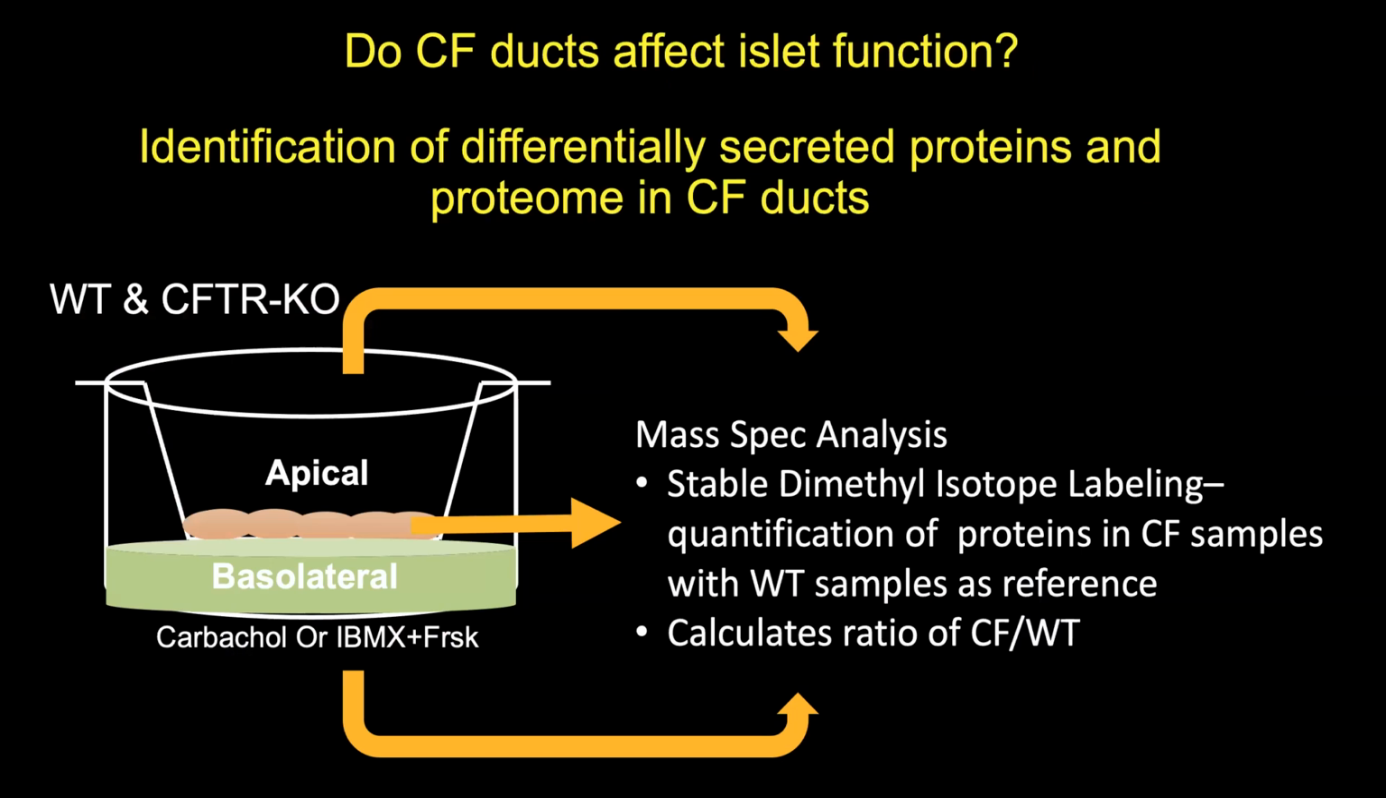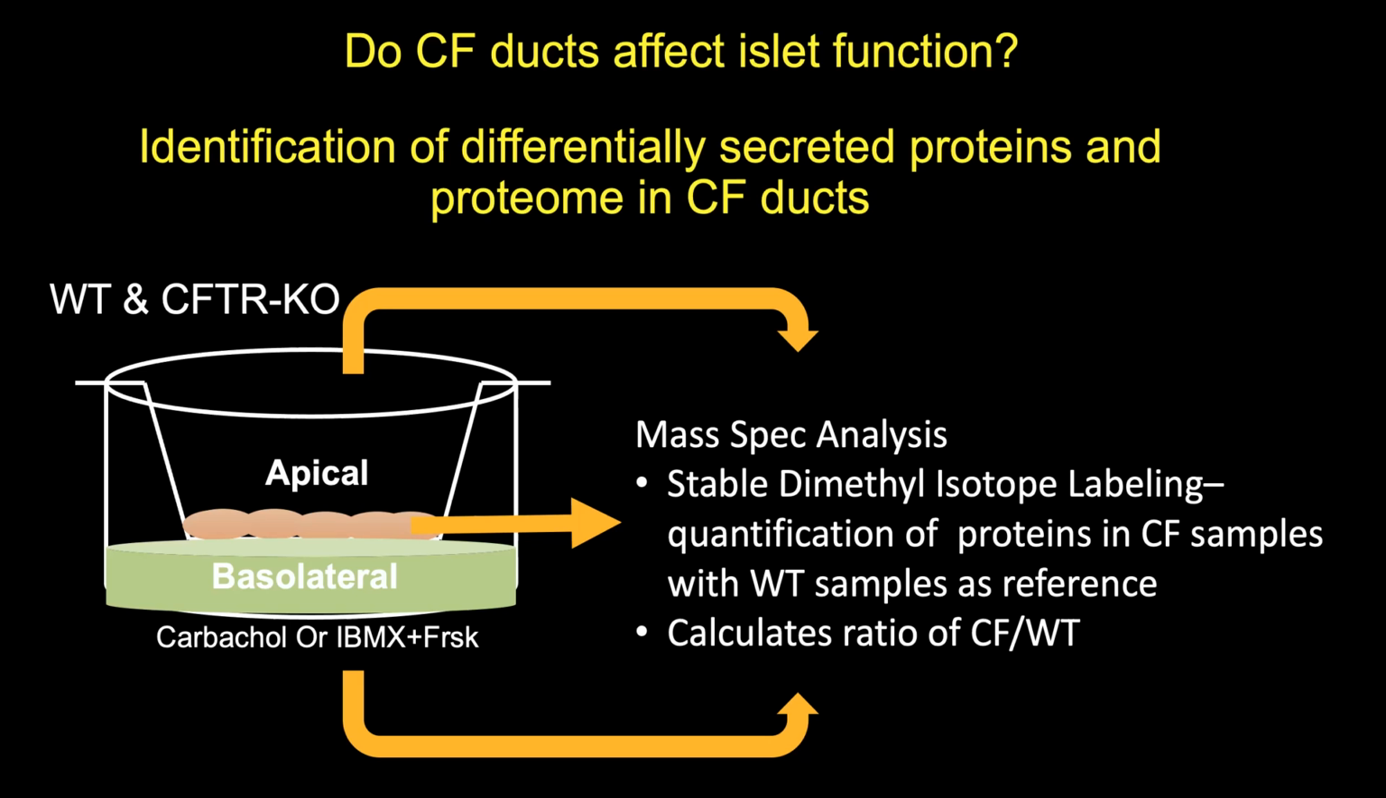Now, in order to evaluate how CF ducts affect islet function, we decided to quantify the differential proteome in the CF cells and the differential secretome, or the proteins secreted by CF cells that were different compared to wild type. And for this, we used both wild type and CFTR knockout polarized duct epithelium and stimulated both of them with carbachol or IBMX on the basolateral side and collected the apical and basolateral secretions. In addition to this, we also harvested the cellular proteome.